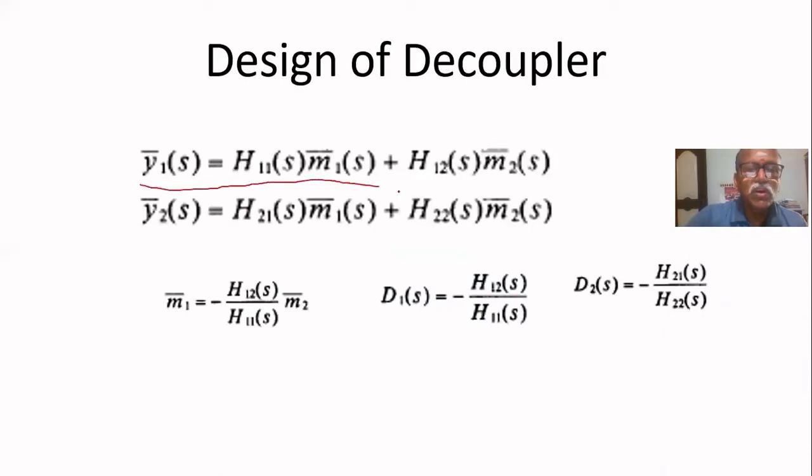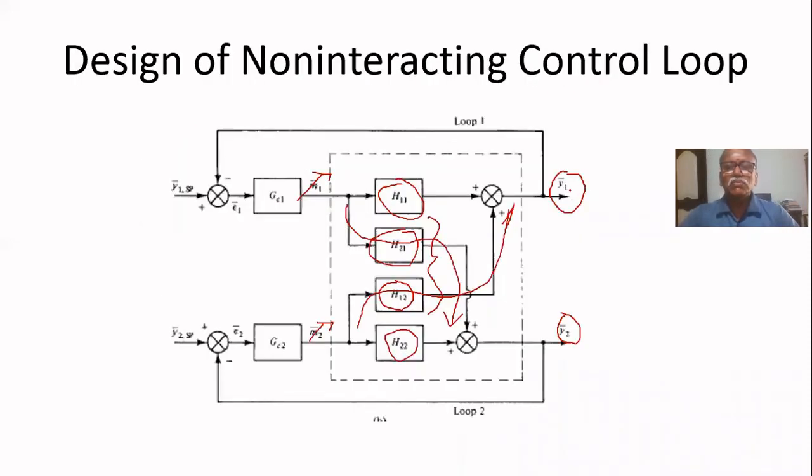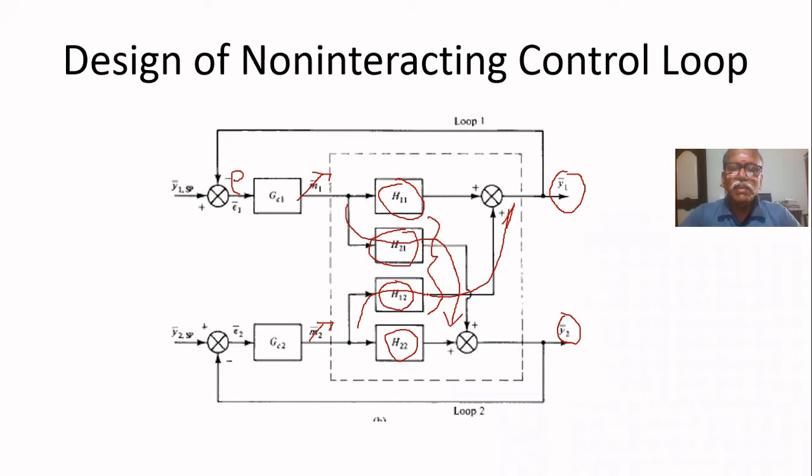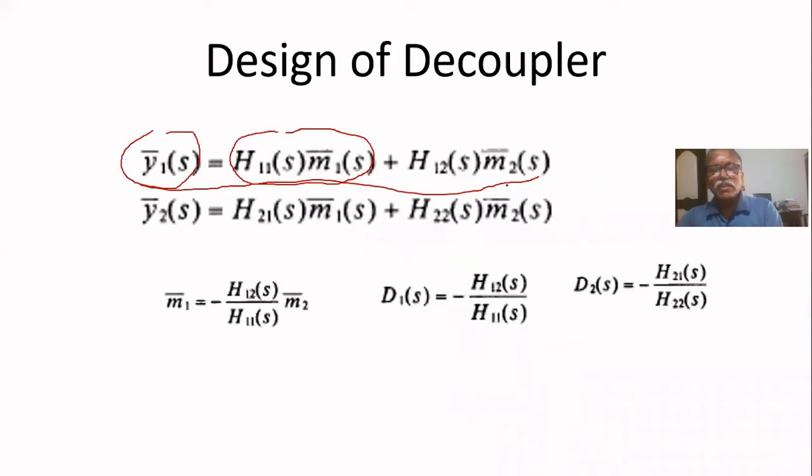This is how we get Y1. Here we are getting the error, and based on that error the controller output is M1. This M1 is multiplied by H11. That is written here. Similarly, we can write M2 multiplied by H12. Y1 is contributed by both the effects of M1 and M2, so we can write Y1 equal to H11 M1 plus H12 M2.